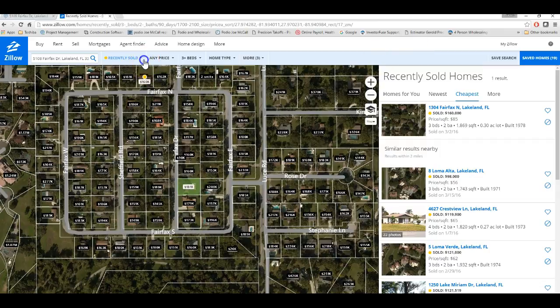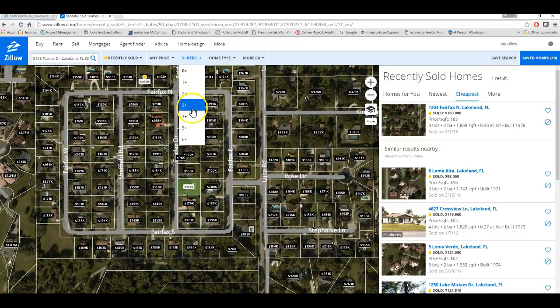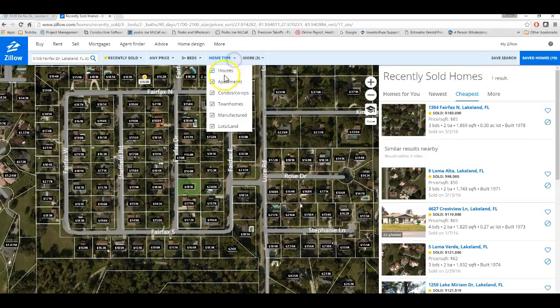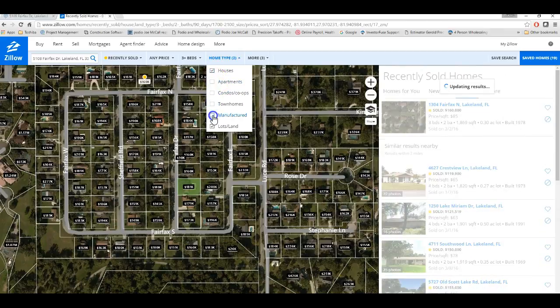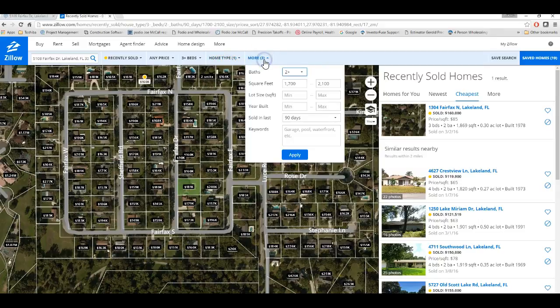So here's what we look for. Make sure you click recently sold, and then click on 3 bedrooms. Home type, we only want houses checked. So uncheck apartments, condos, townhomes, manufactured, lot/land. Now sometimes we may have a townhouse or a condo that we need comps on, and we'll need those checked, depending on the type of property. So if it's a single family home, you just click houses. Okay, so we have baths of 2 baths.